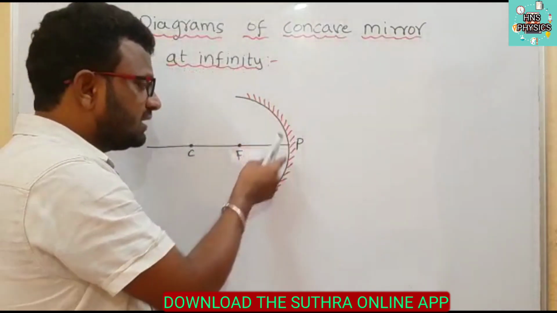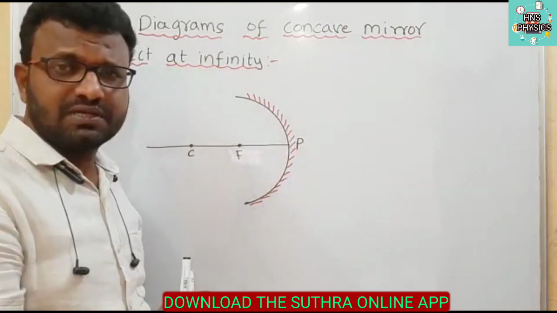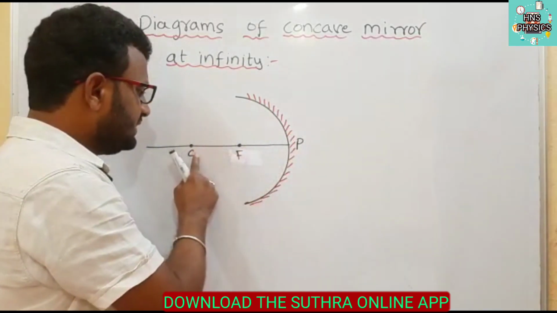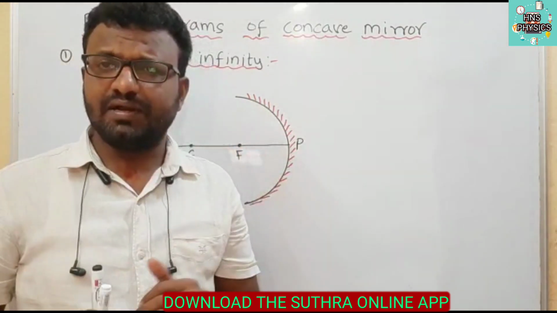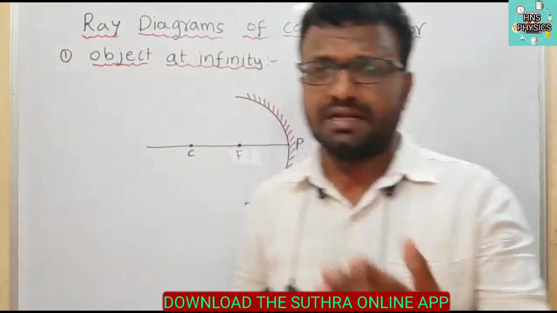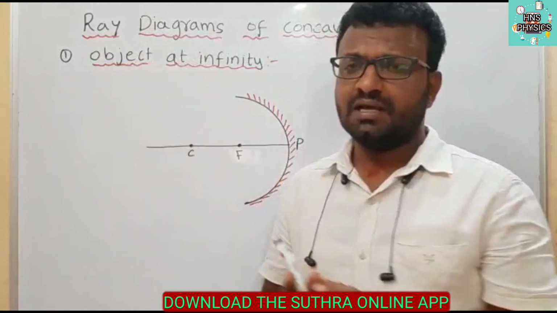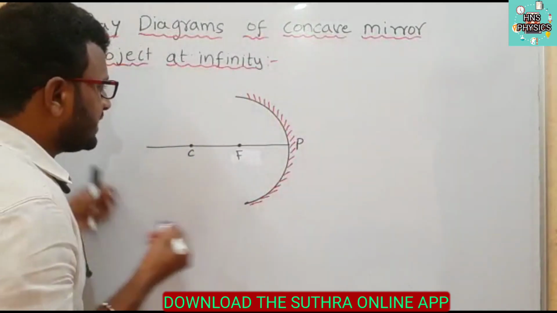So this is the concave mirror. The reflecting surface is inside and the coating will be outside. We already know these terms. This is the pole, focus and the center of curvature. Now when the object is placed at infinity, just imagine the sun is the object. The sun is at a distance of infinity. So if you imagine the sun is the object, then the rays are coming.